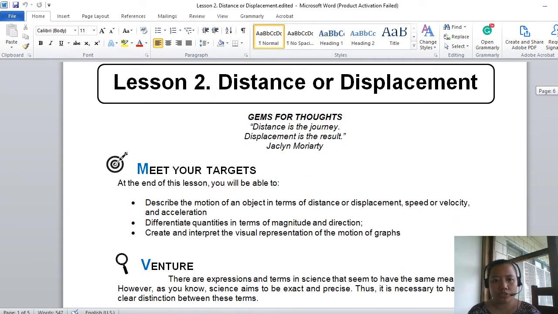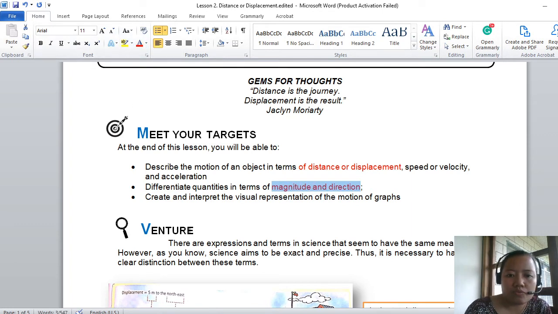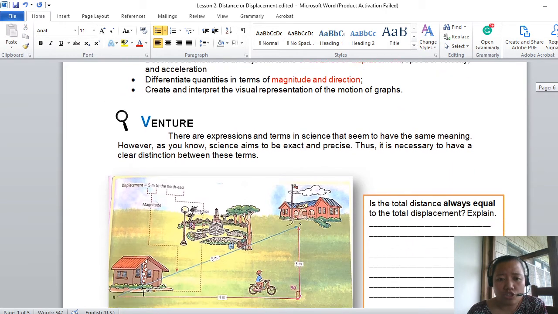Our objectives for today are to describe the motion of an object in terms of distance or displacement. So let's focus first here, distance or displacement. And then we are going to differentiate the quantities in terms of magnitude and direction. And we are going to create and interpret the visual representation of motion graphs. As you can see, we will start with adventure.